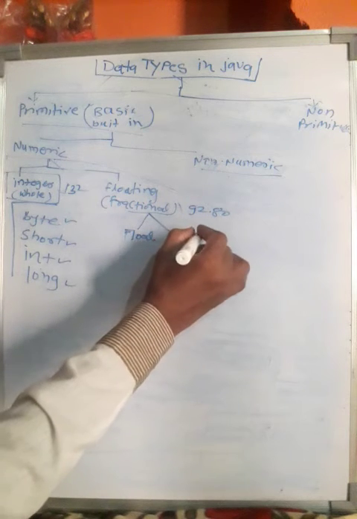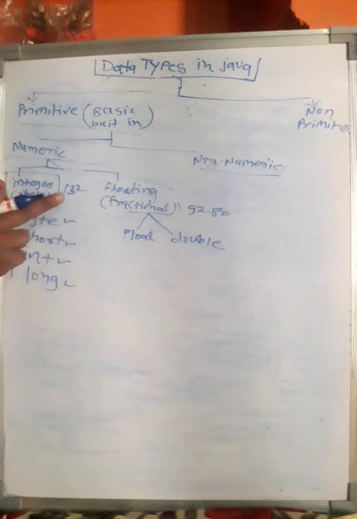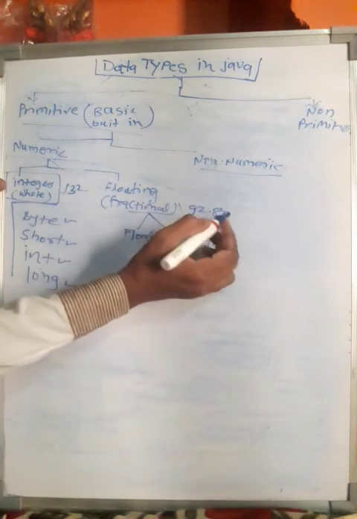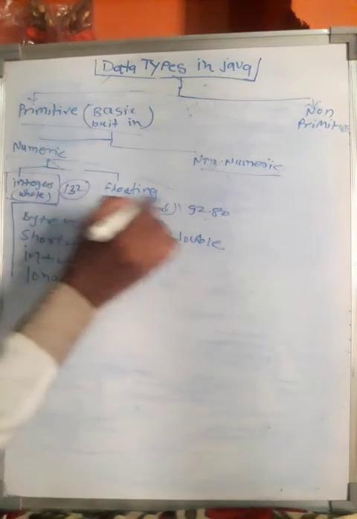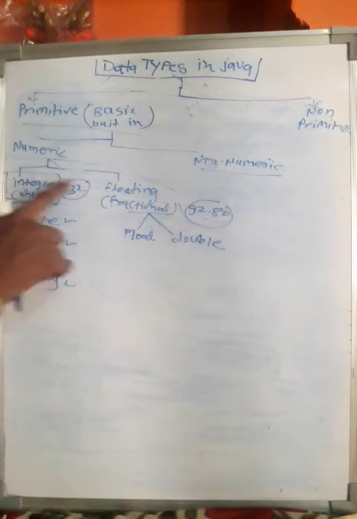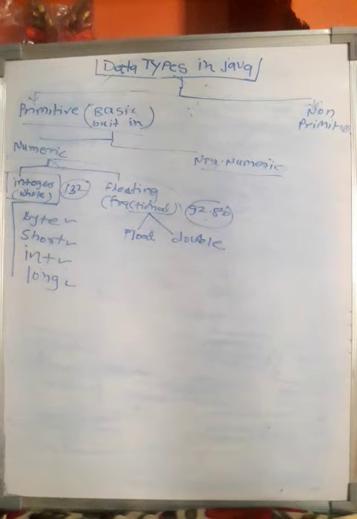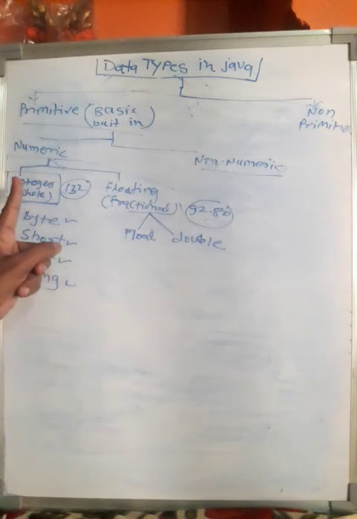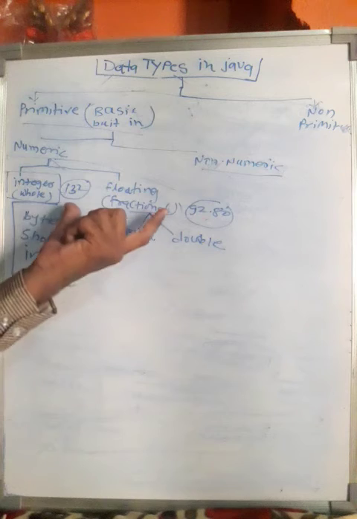Floats and double. Integer value means whole number. Floating points means fractional number, for example, 92.80. Both are numeric types, integer or floating. Hence it is called numeric data types. A variable may have a value that may be integer or floating, but both belong to numeric data types.